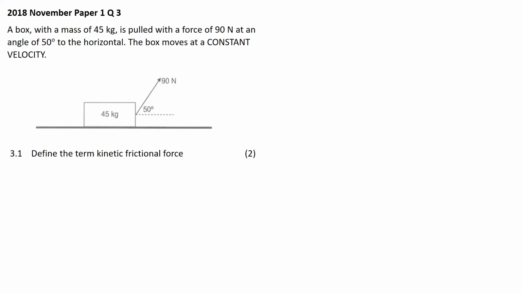Define the term kinetic frictional force. I did give you the definitions, but I took this from the memo as it is. That's why you can see there's 2 marks there. I want you to write it as you see it. It is the force that opposes the motion of a moving object relative to a surface. That's how you define kinetic frictional force.